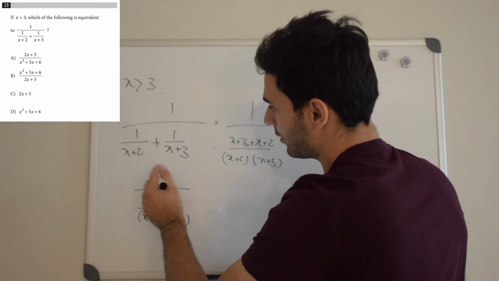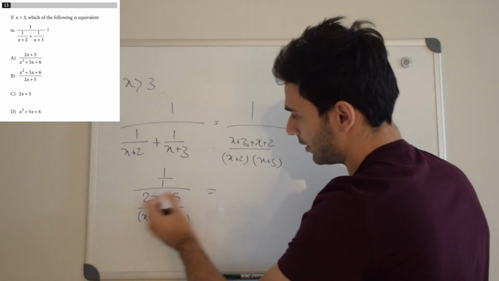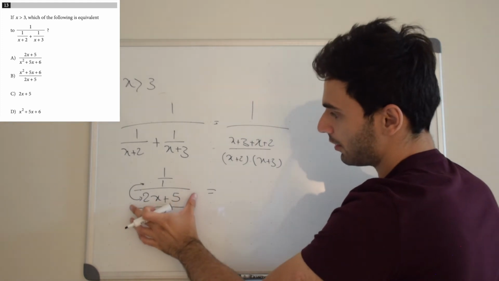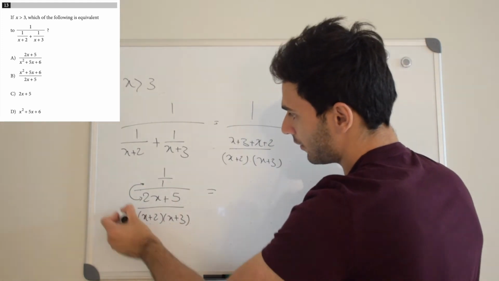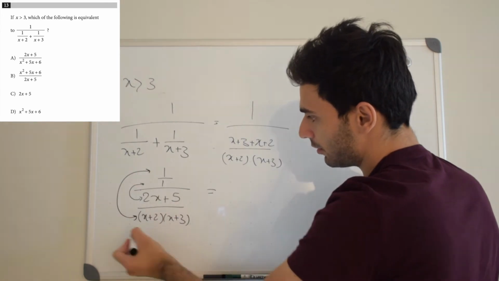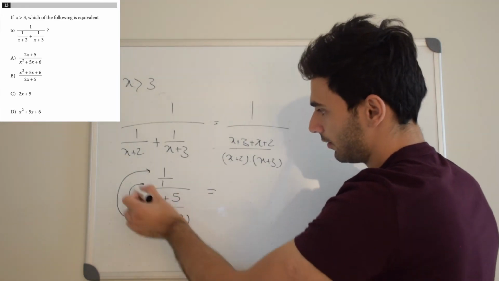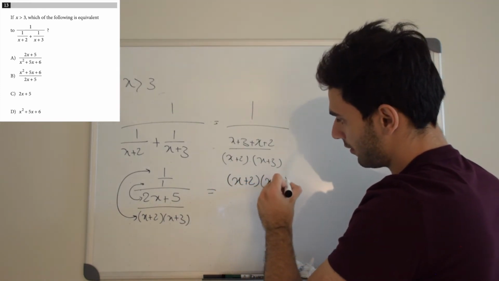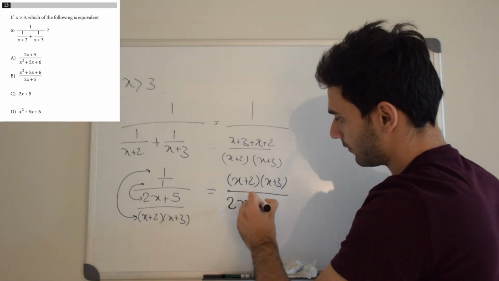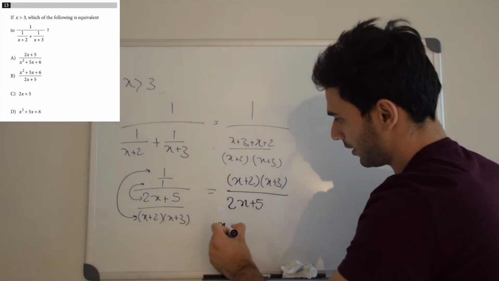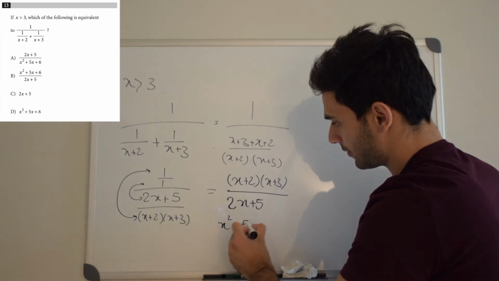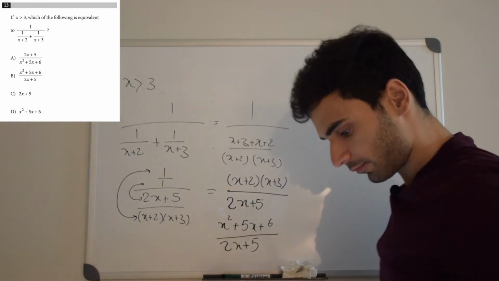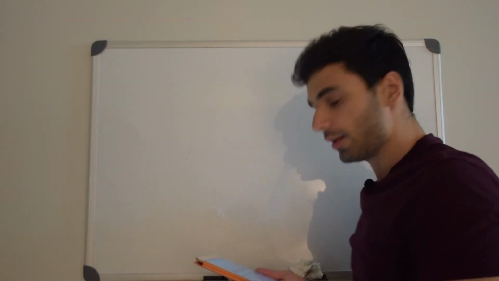Alright, so how can I write this one? It can be over 1, and you know this, right? I can multiply by the reciprocal, the denominator over the numerator. Then I will have (x plus 2)(x plus 3) over (2x plus 5), which is equal to (x squared plus 5x plus 6) over (2x plus 5). The answer is B. Next question.